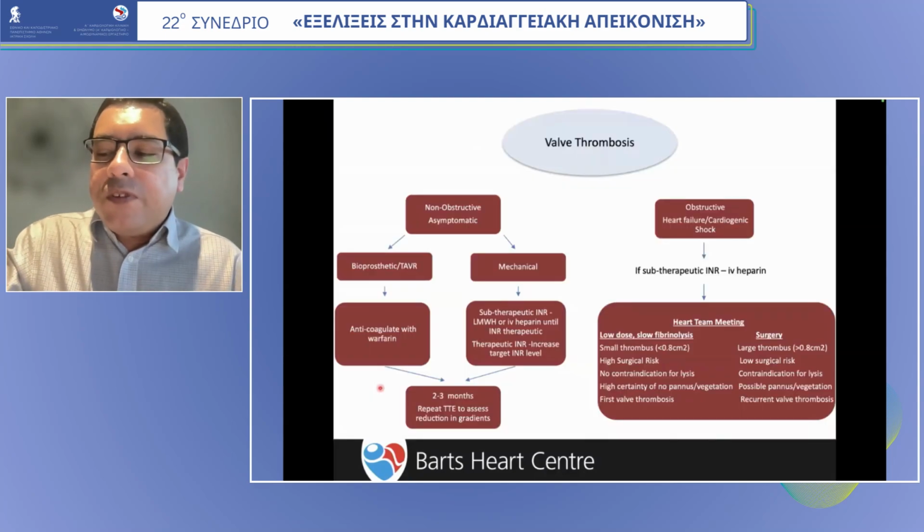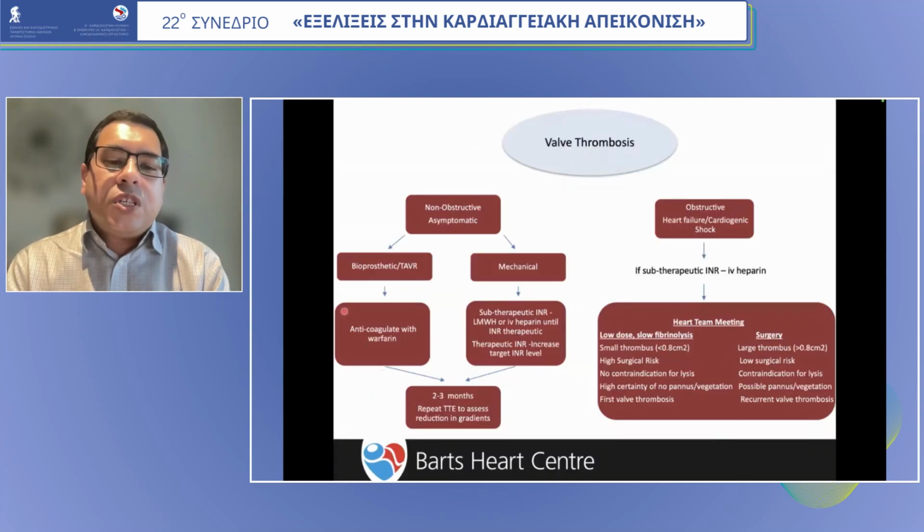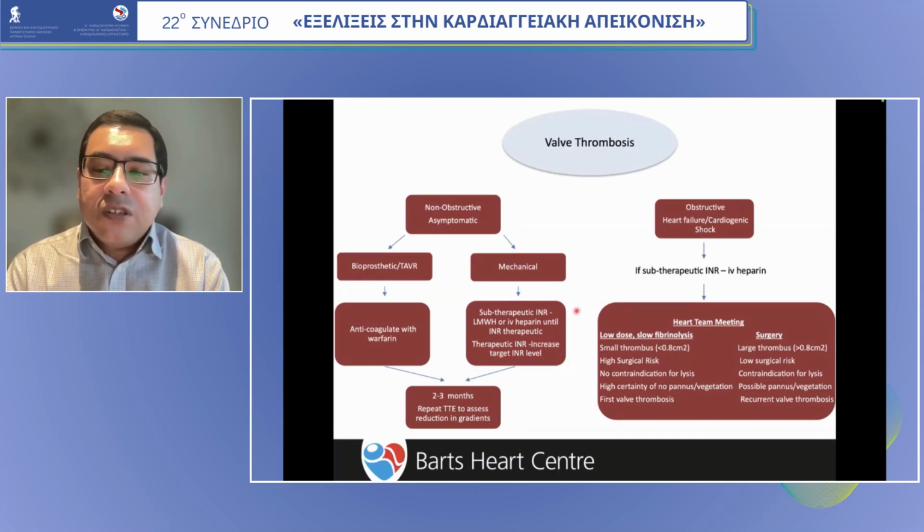So if we summarize what we've just discussed: we have valve thrombosis, a non-obstructive, asymptomatic patient, maybe embolic, with a mechanical valve. If the INR is subtherapeutic, we give IV heparin until the INR is therapeutic, or we can increase the INR target, as in the case we did before, plus or minus add antiplatelet, and reassess. That can be done as an outpatient.